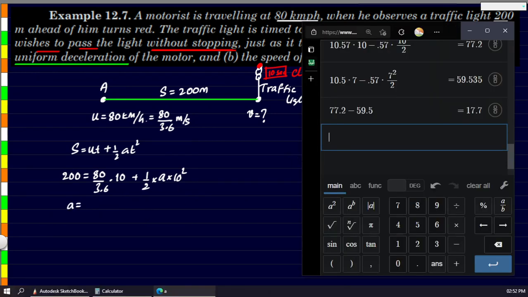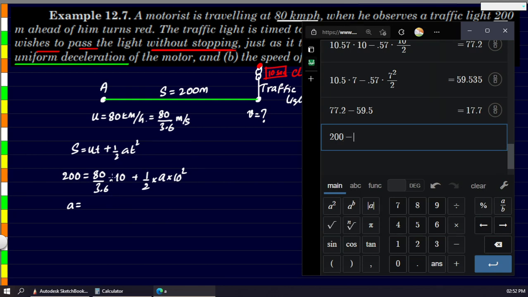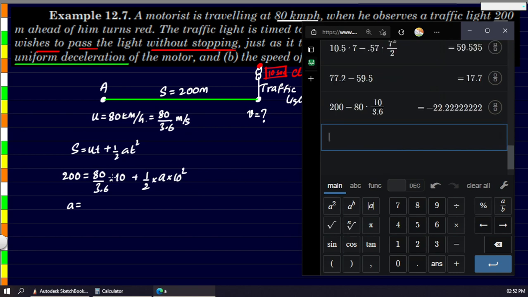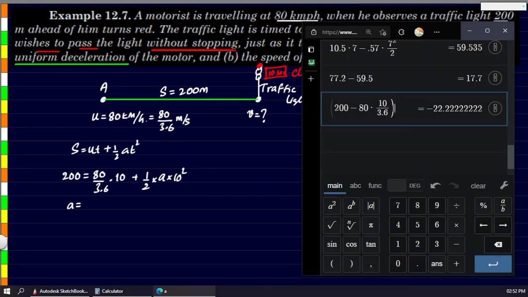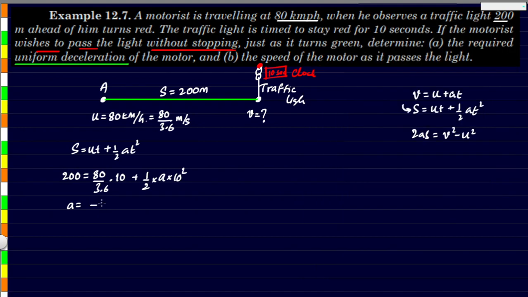So here is our calculator. Let's start putting in the values. So we have 200, and this term, when it goes to the other side, it becomes negative, so minus 80 into 10 divided by 3.6. So that gives us the value of this much, and then we need to multiply this with 2 and divide it by 10 square. Doing that, we are getting the value of acceleration to be negative 0.44 meters per second square.